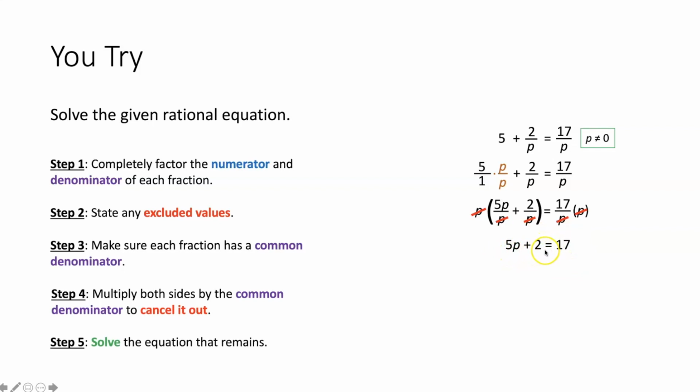How do I do that? Well, I solve like normal. I get my variables to the left, constants need to go to the right. We start with anything added or subtracted to our variable. So this plus 2, how do I move that? I subtract 2 from both sides. That way these cancel each other out, leaving us with 5p is equal to 15. I then get p all by itself by dividing both sides by 5. These cancel out, and we get p is equal to 3. Always at the end, check to make sure your answer is not included in your excluded values.